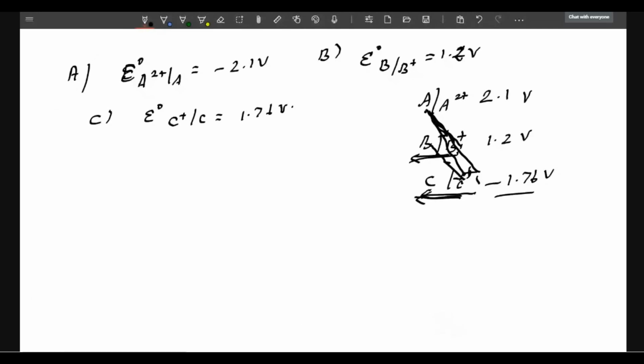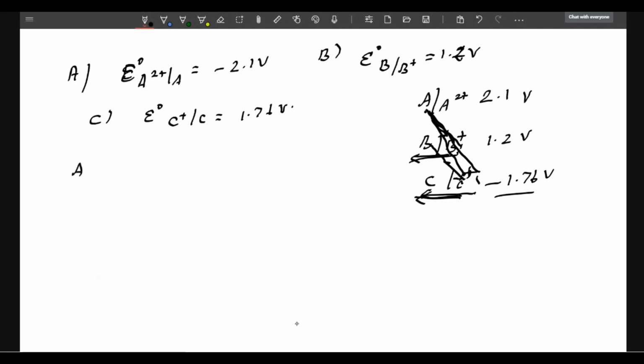Have we given such an answer anywhere? We have given A oxidizes B and C. A will not oxidize, what will it do? It will only reduce. So it is a wrong answer. Okay, take down the question as an exercise for you.